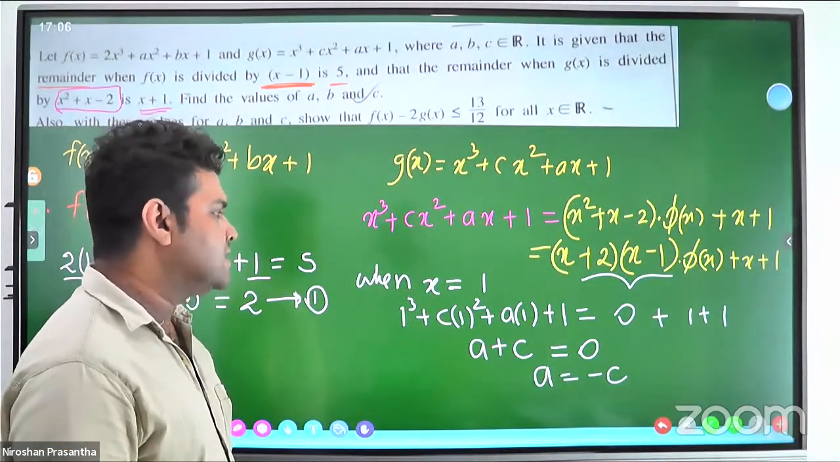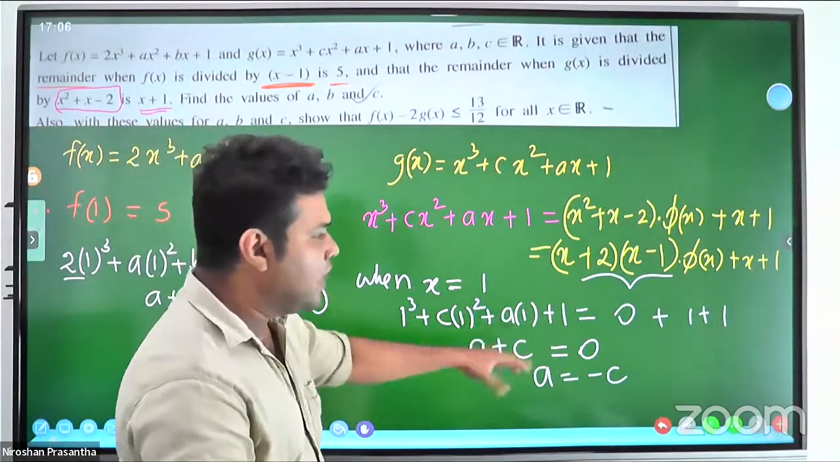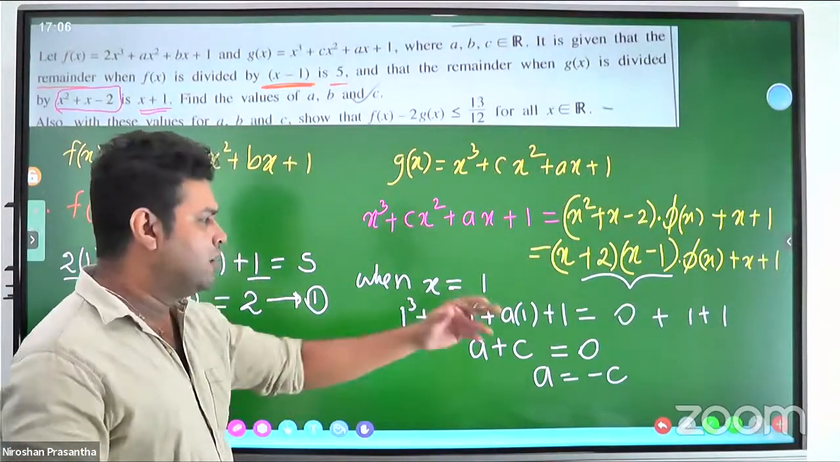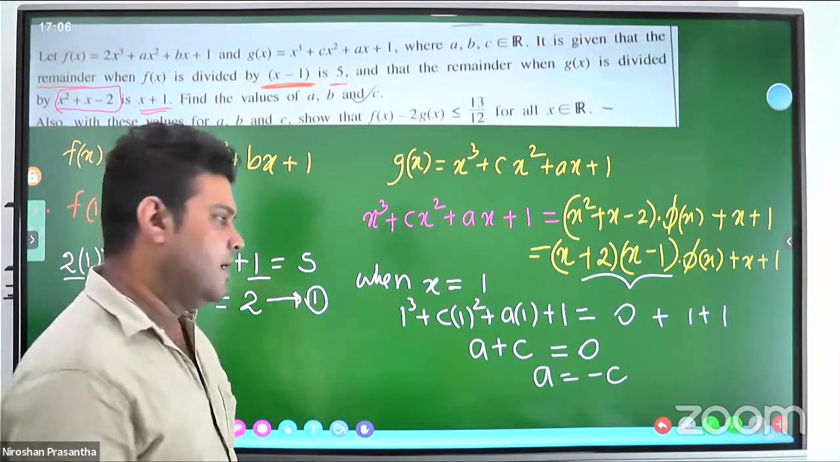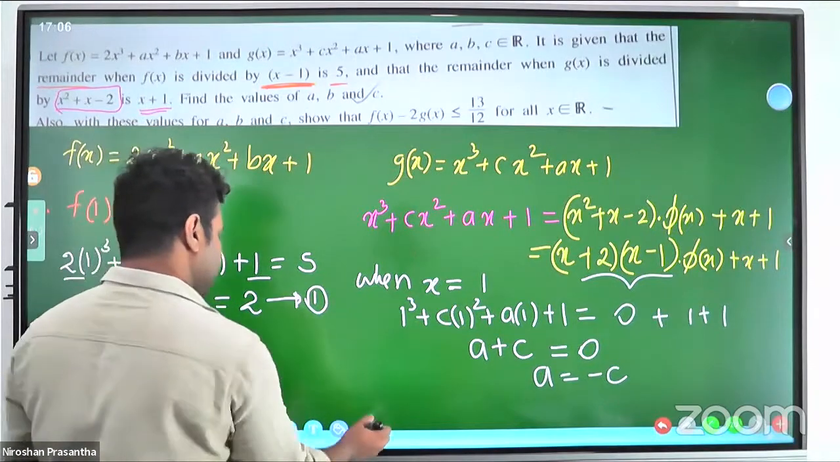How did I get a plus c equal 0? Because I didn't show my steps. Because 1 and 1 getting 2, and the right hand side also has 2, then we can just cancel them. No need to write it down because we are not in O levels. We are now in an advanced level class, right? So a equal minus c.